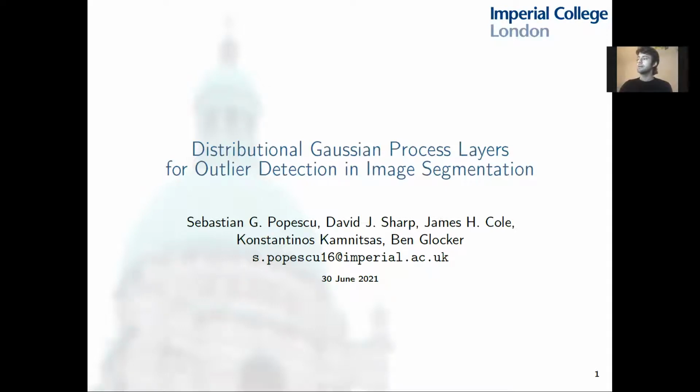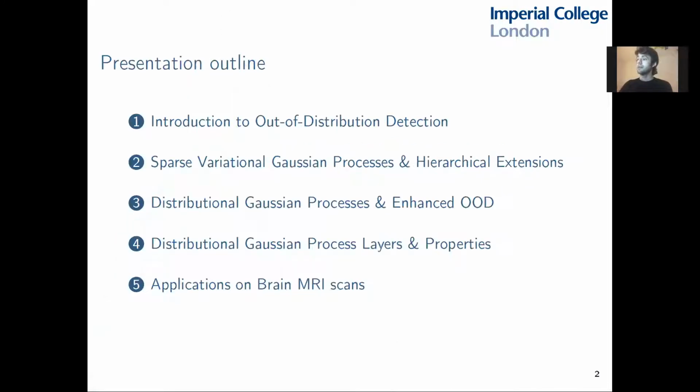My name is Sebastian Popescu, and today I'll be presenting our paper on distributional Gaussian process layers for outlier detection in image segmentation. Right. So, what are we going to talk about today?